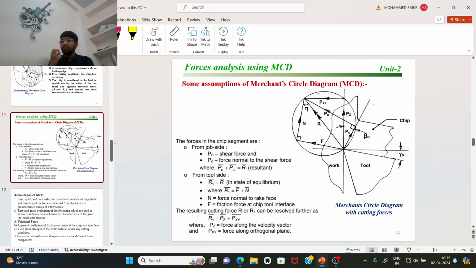At equilibrium, what should be there? The force generated by the friction and normal force is equal to the force generated by the shear and normal shear force, because this is a constant velocity chip formation. The chip is formed with a constant, uniform velocity. The velocity change is not there, so the equilibrium should be maintained.